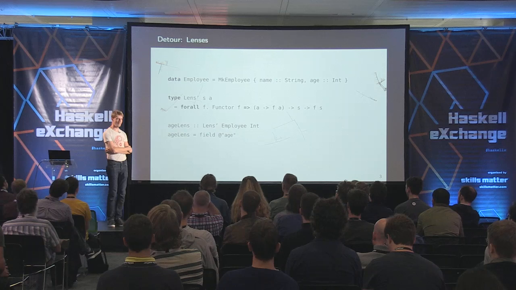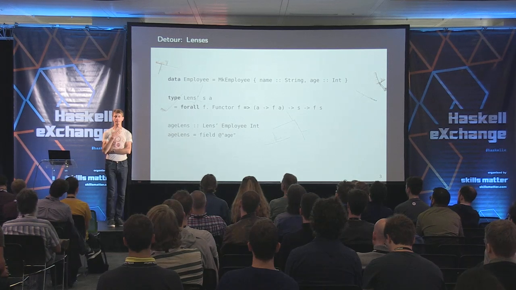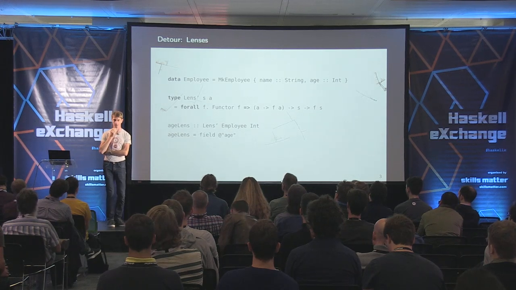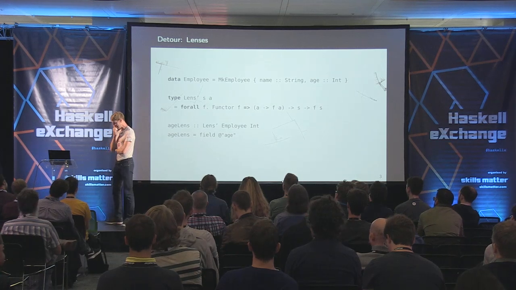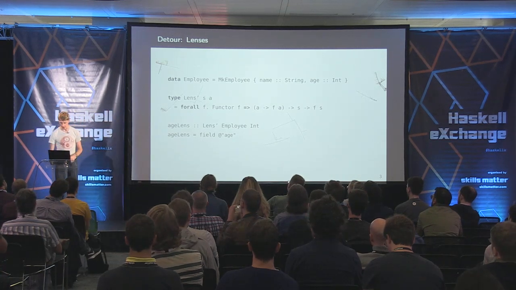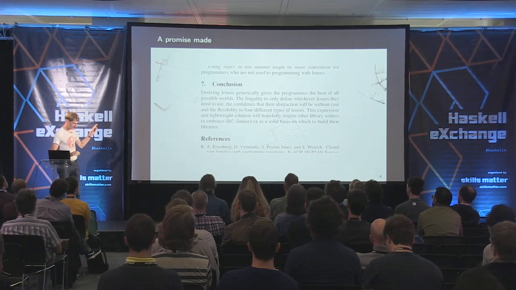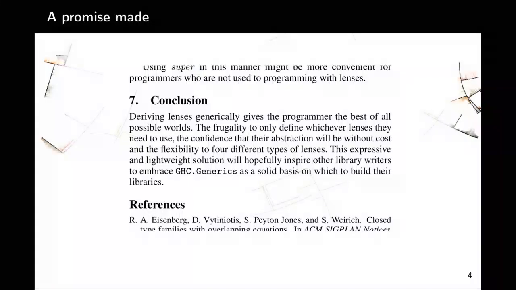Now, I happen to be a GHC contributor, so I believe I know a little bit about what GHC is doing. And I did not believe that. So I looked at the paper that they wrote. This was the paper in the pre-proceedings for IFL, not the ICFP paper, but the content is the same. And there they write in the conclusion, the confidence that the abstraction will be without cost. It's a pretty bold statement. So I looked at the paper, how they came to this conclusion.